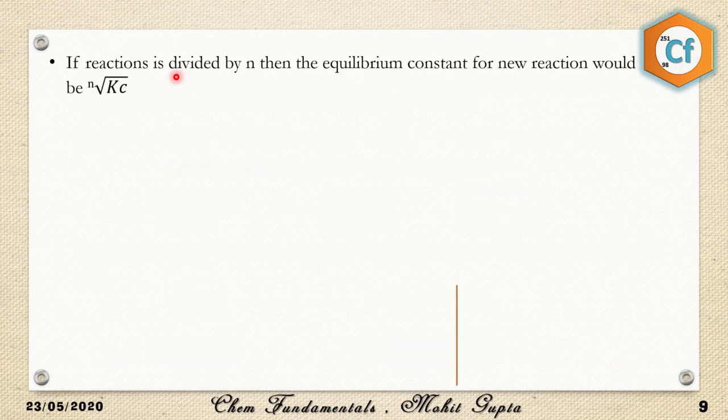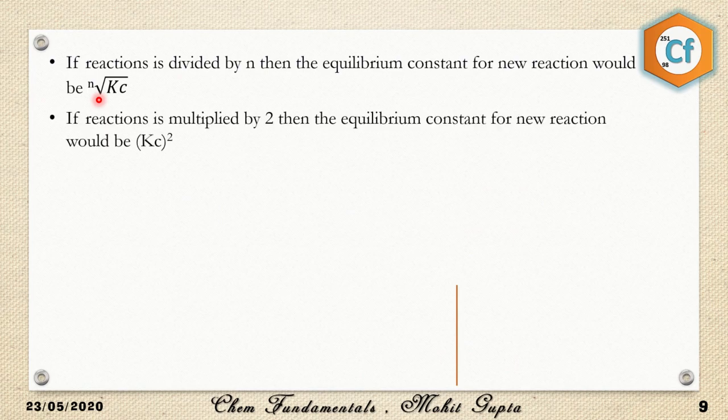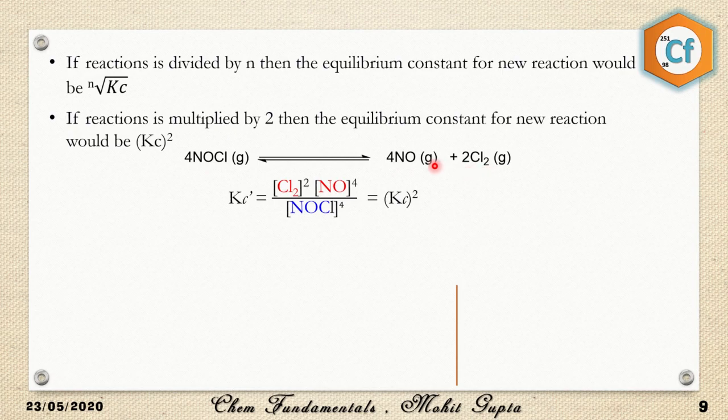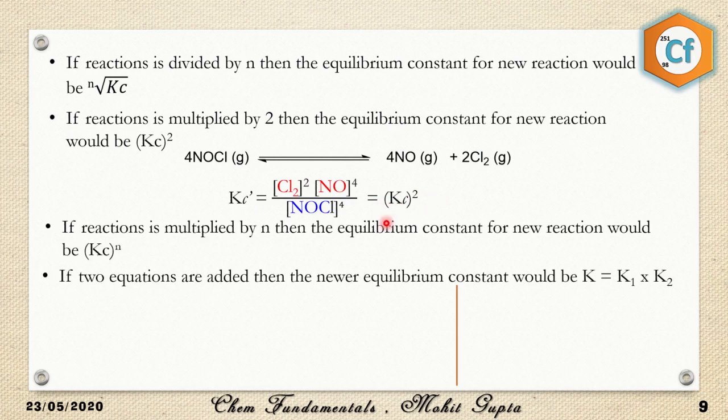So if you are dividing the reaction by n, then you will have to take the nth root. If you are multiplying the reaction by 2, you have to take the square of the equilibrium constant. Here I have taken the same reaction and multiplied it by 2. Then it becomes 4 NOCl giving us 4 NO plus 2 Cl2. If you write down the new equilibrium constant, you will get the square of each term, 4 and 4, and in the last case you have 1 squared squared. If you take the square common, you will get Kc back. So if the reaction is multiplied by n, the equilibrium constant of the new reaction would be raised to power n.